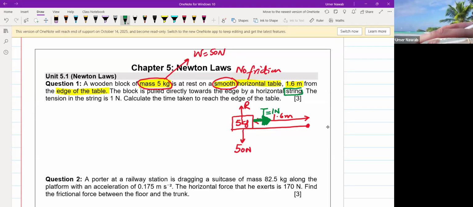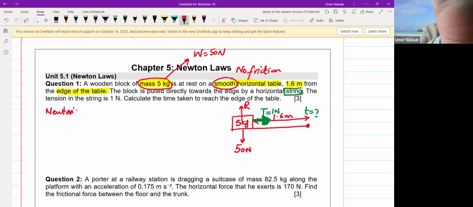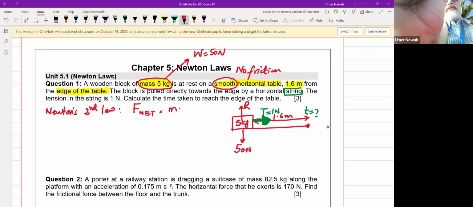Calculate the time taken to reach the edge. So we need to find at what time it will reach the edge of the table. Now, there are two important things in this question. First, we don't have acceleration because the block is moving. So how can I find acceleration? First, I need to apply Newton's second law, which is F net equals ma.